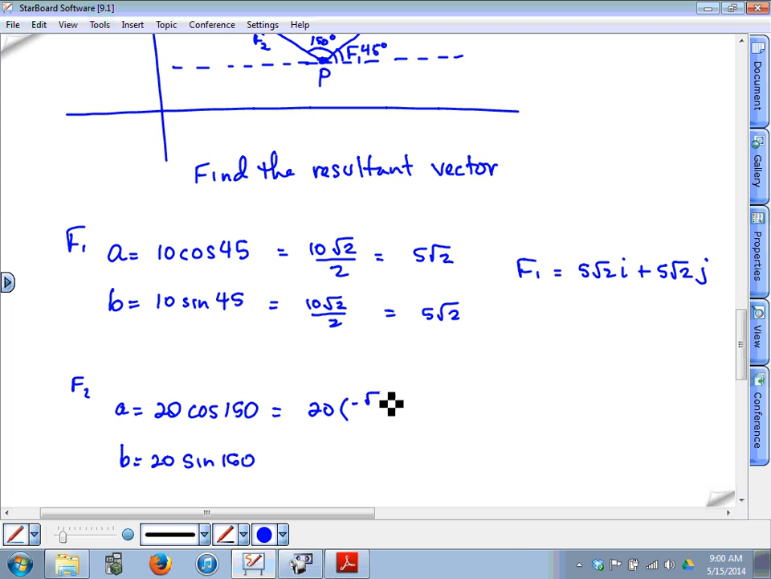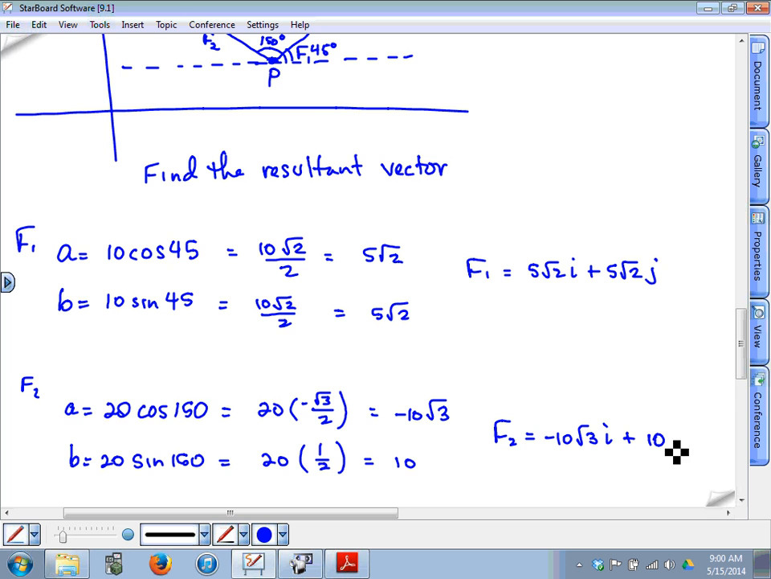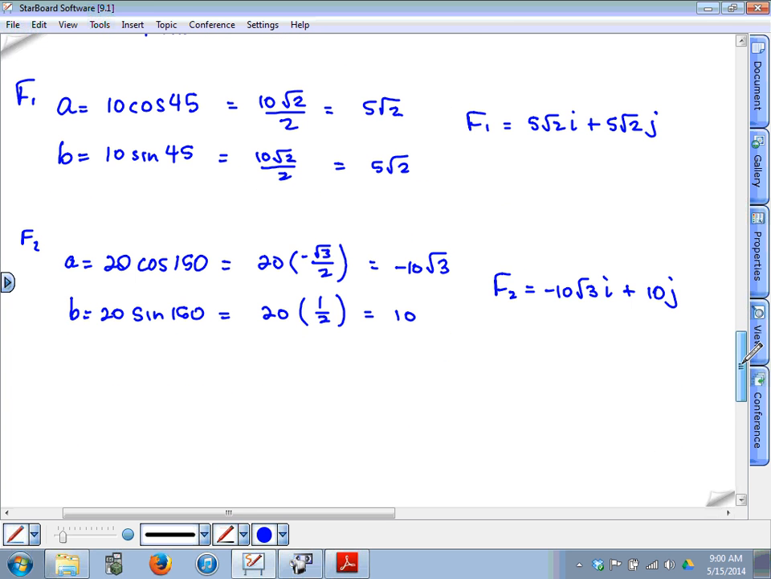So this becomes 20 times negative root 3 over 2. And then the sine looks like it's going to be 1/2. Well, that's a nice number. Okay, that one gave us a nice number. Half of 20 is 10. This one's not so nice. Negative 10 root 3. So force 2 can be described as negative 10 root 3i plus 10j.